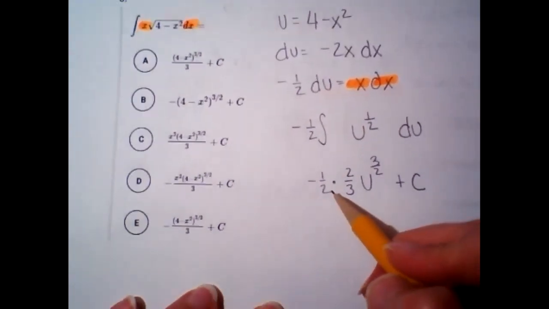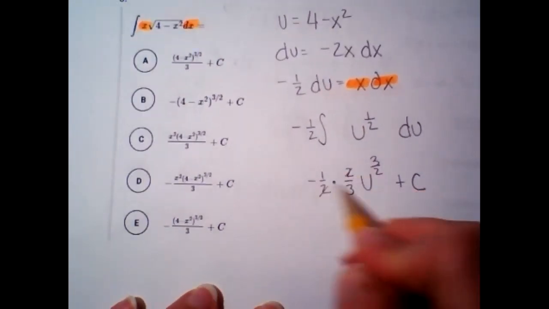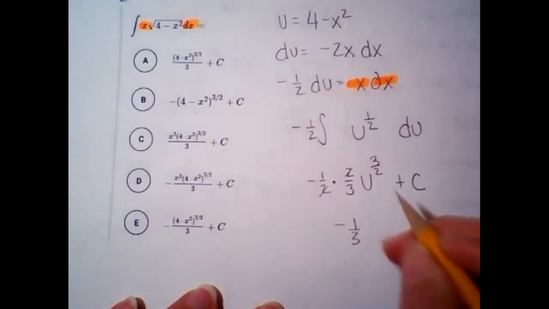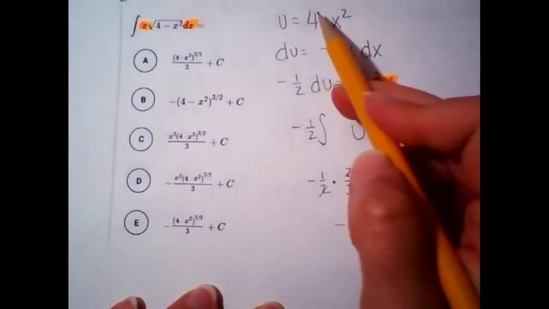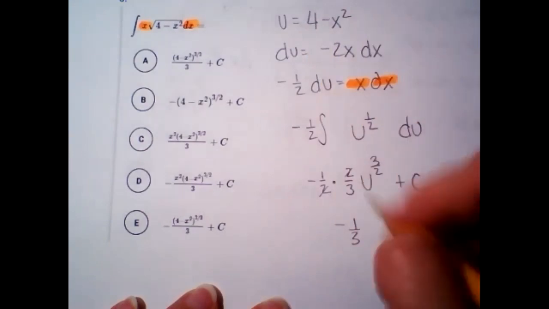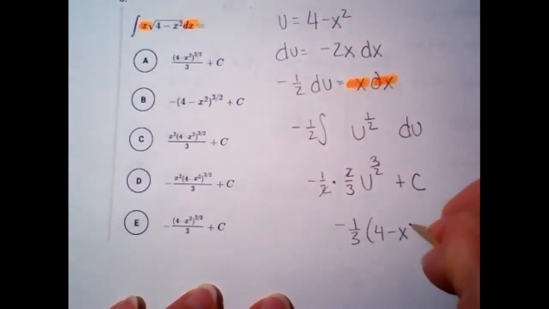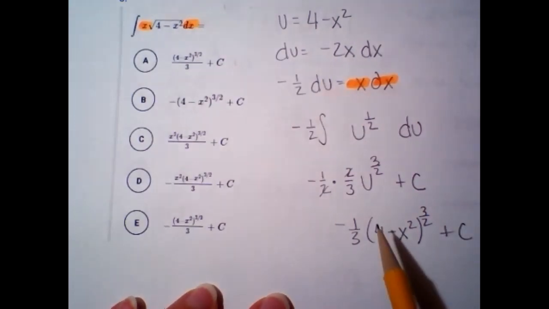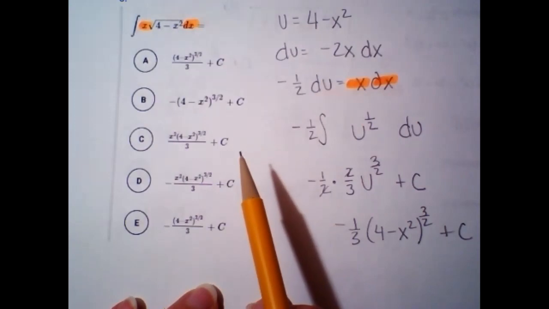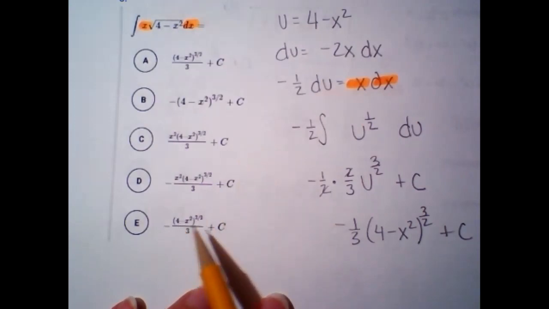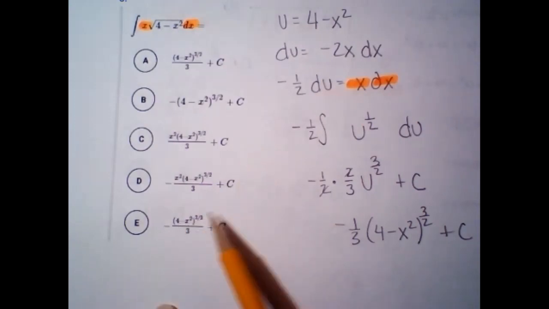So simplifying these fractions, the 2's are going to cancel, so it'll just be negative 1/3. And then u was 4 minus x squared. And it looks like in the choices, they just left it to the 3/2, so I'm just going to leave it that way. So let's see, which one is this going to be? Negative 1/3, 4 minus x squared to the 3/2 plus c. That'll be e.